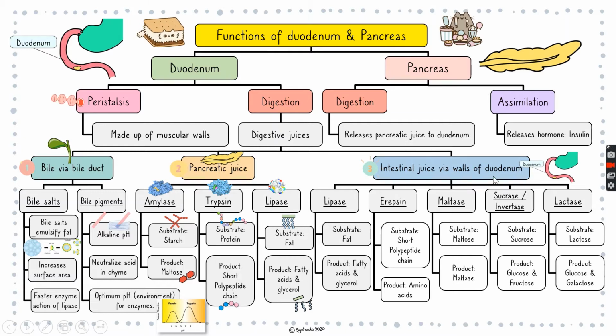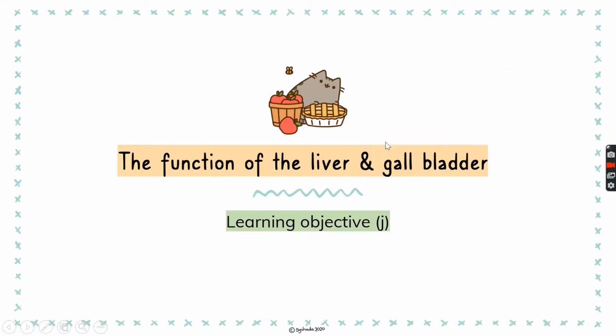Intestinal juice comes from the walls of the duodenum itself, and there are 1, 2, 3, 4, 5 enzymes, but we didn't actually look into this, so we'll look into that later. But just to explain, we all know how lipase works, so this is pretty much similar, but we call that intestinal lipase instead. So it breaks down fat to form fatty acids and glycerol.